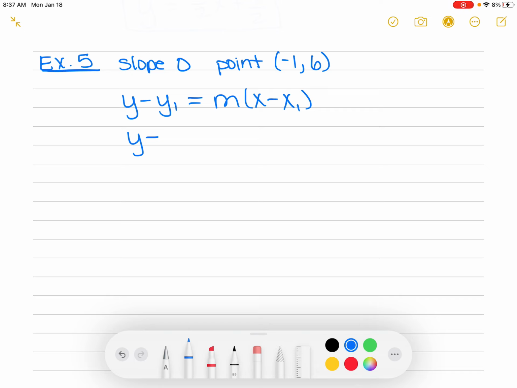Okay, now that we're back, now I'm going to plug these in. So instead of y1, I'm going to use the 6. The slope is 0. And the x1 is -1. Remember, when you have minus a negative, that's the same as plus a positive. Okay, so now I'm going to change this to slope-intercept form. I need to do 0 times everything over here.